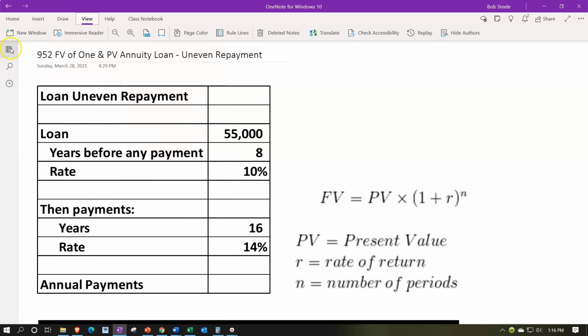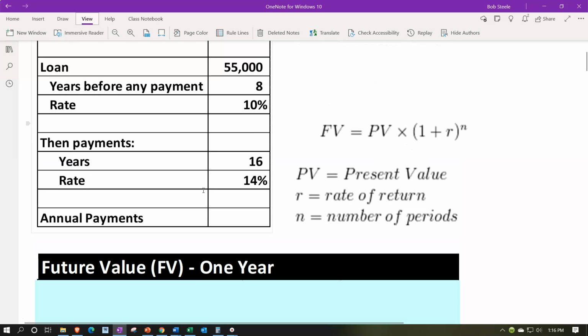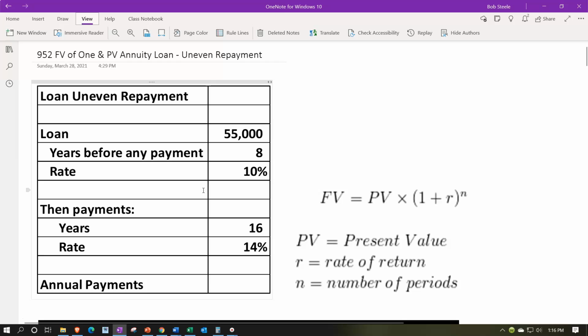Closing the tab back up, we have our information up top. We're going to be calculating that information in the blue areas down below, like with prior problems for present and future value. We will do many of the calculations in multiple different ways as we move through the practice problem.